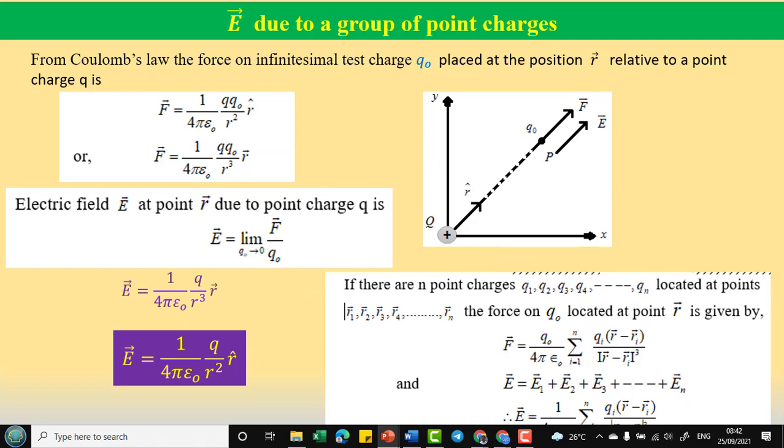Okay, so instead of one charge, there are a number of charges. They are scattered, q1, q2, q3, so on up to qn, and they are all located. This is the x-axis, this is the y-axis, and so on, right? So this is the origin. So this q1 is located at a position with position vector r1, q2 is located with position vector r2, q3 is located with position vector r3, and so on, right?